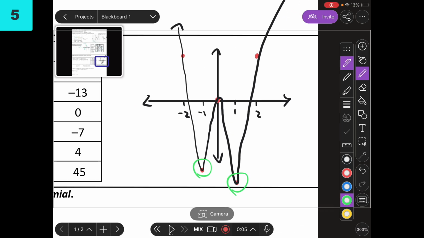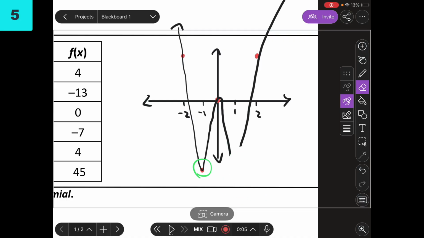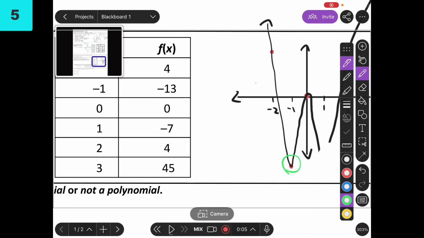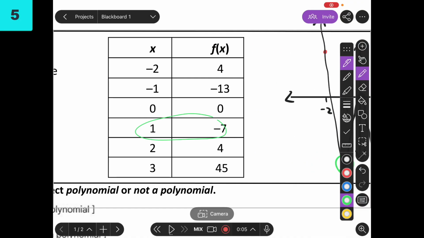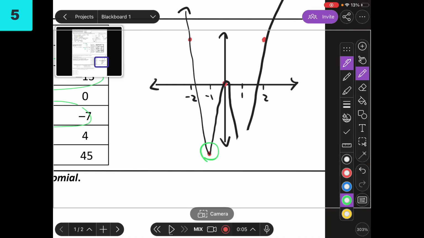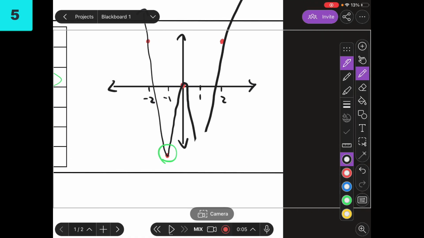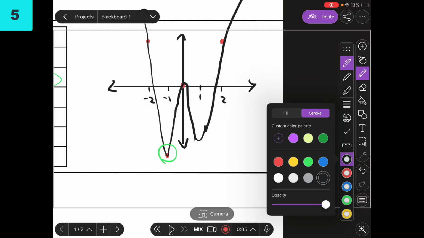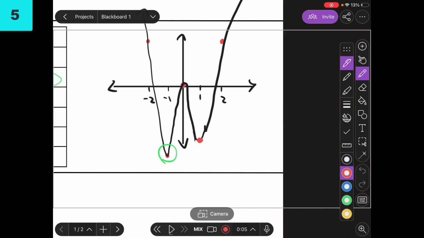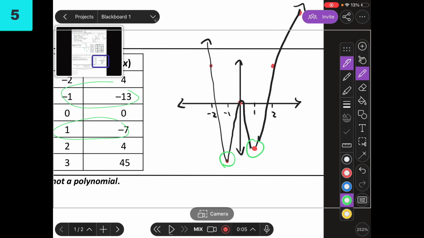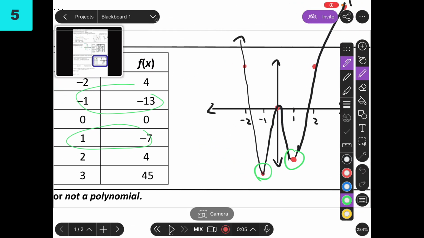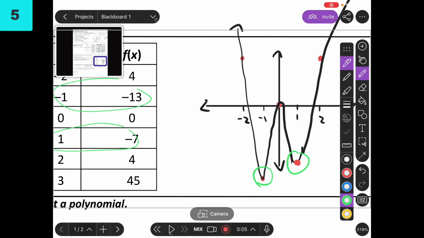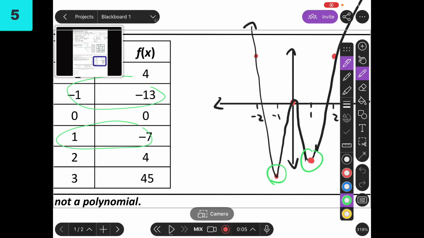Actually, I think I might have sketched this one a little bit wrong. This one has to be less, because at 1 we have -7, which is slightly bigger than this one. So this one should be a little bit more up here. But regardless, they're both minimums. But it's still important to know which one is smaller than the other. In this case, this point when x equals -1 is less.